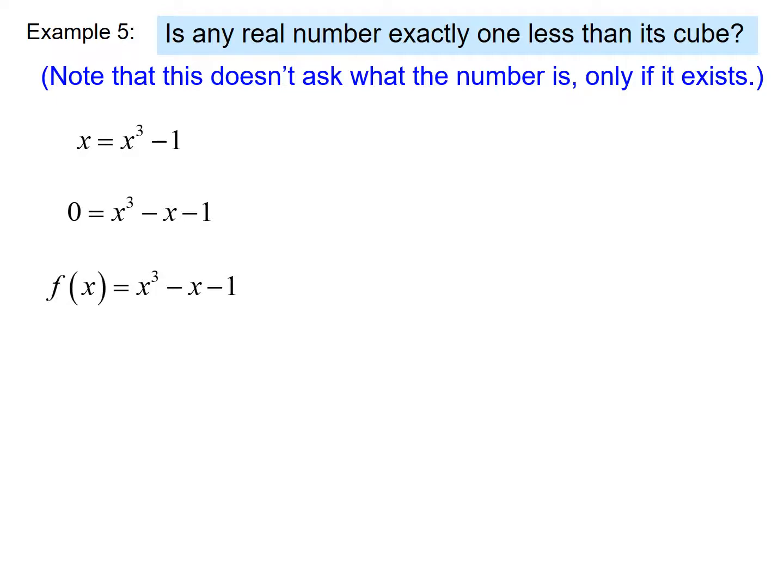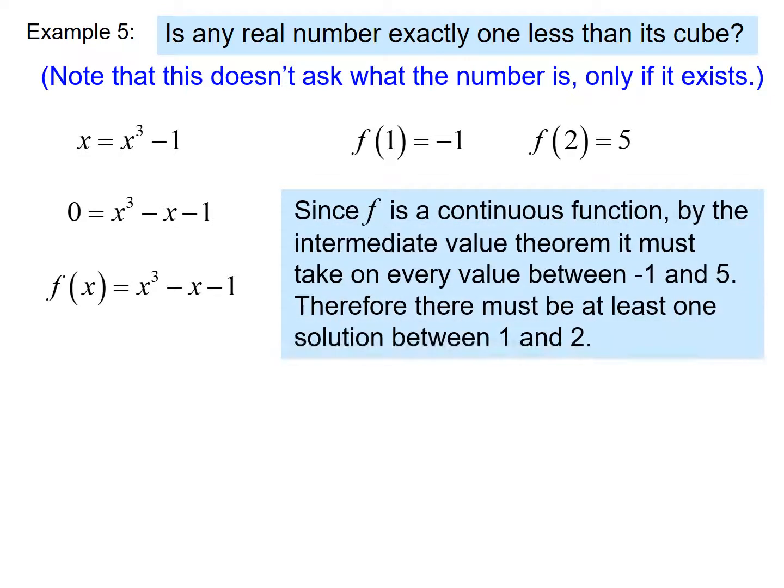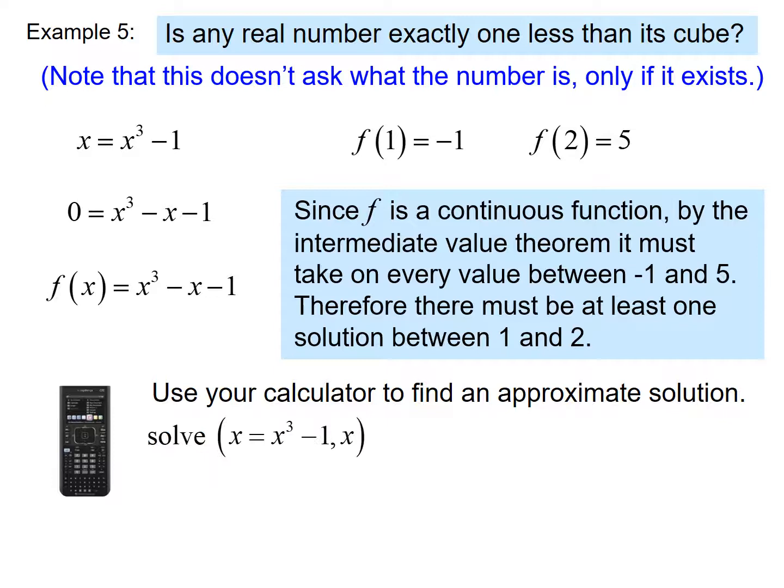And so we want to determine if there's some value of x where x cubed minus x minus 1 equals 0. If we can show there's a value of x where this is negative and a value of x where this is positive, by the intermediate value theorem, there must be somewhere where it equals 0. f of 1 is negative 1, f of 2 equals 5. So since f is a continuous function, by the intermediate value theorem, there must be some value between x equals 1 and x equals 2 where the function is 0. And we can use our calculator to confirm this. And we can find that that occurs at 1.32472.